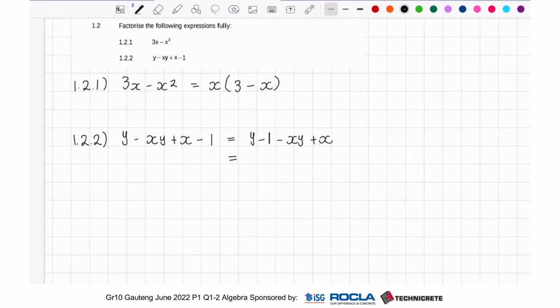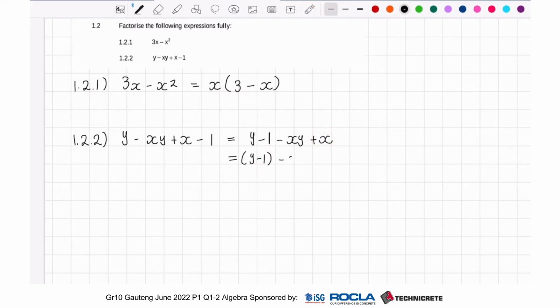So the first two terms I'm going to keep the same and put them in a bracket. And then with my next two terms, I want to try and get a bracket that looks exactly like this one. So if I've got this negative xy and a positive x, and I take out a common negative x from both of them, I'm going to be left with a positive y for the first term, like I have here, and then I'm going to be left with a negative 1 for the second term, like I've got here.